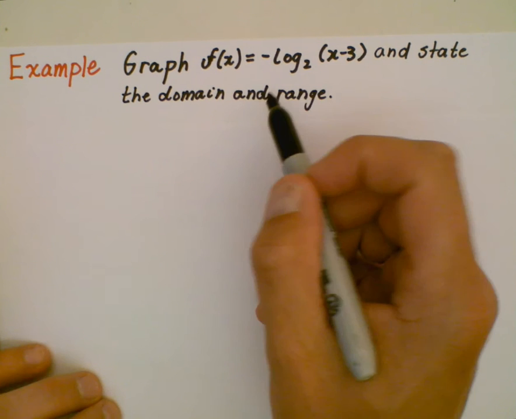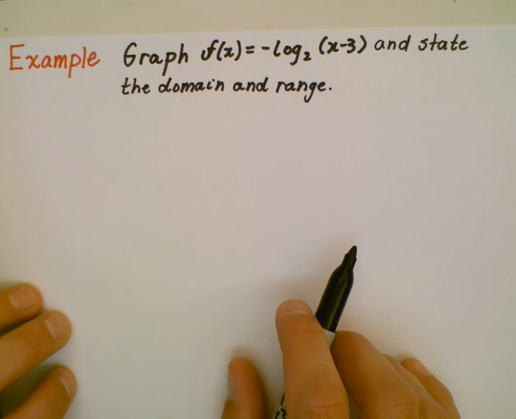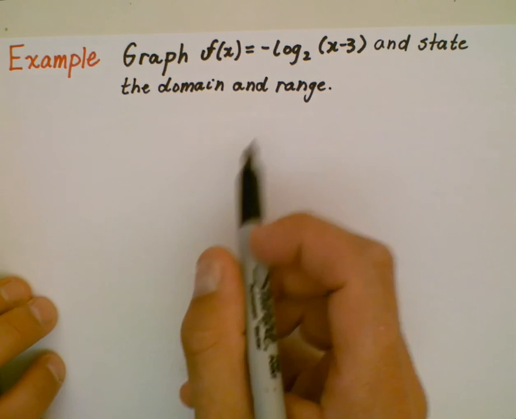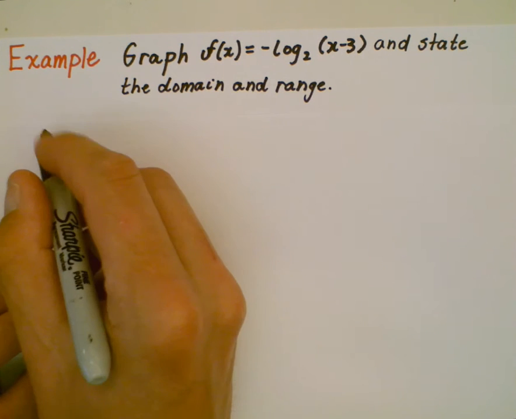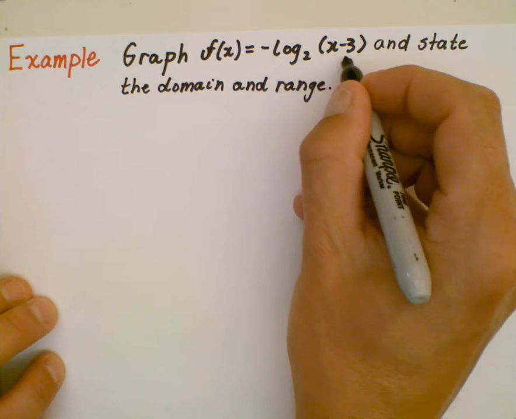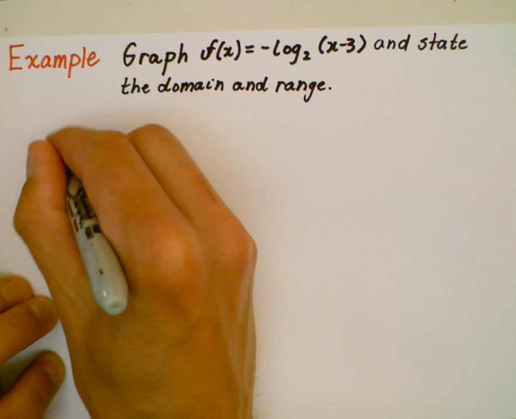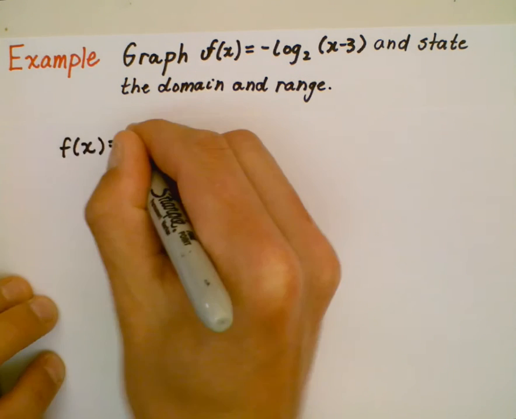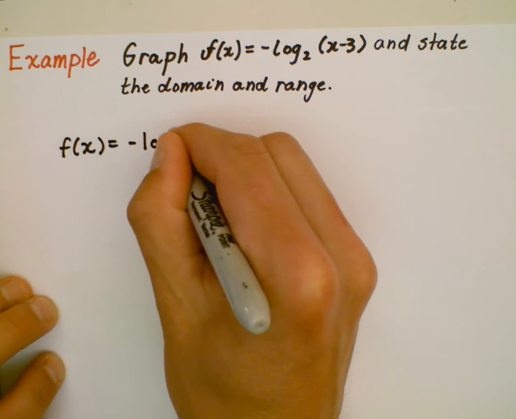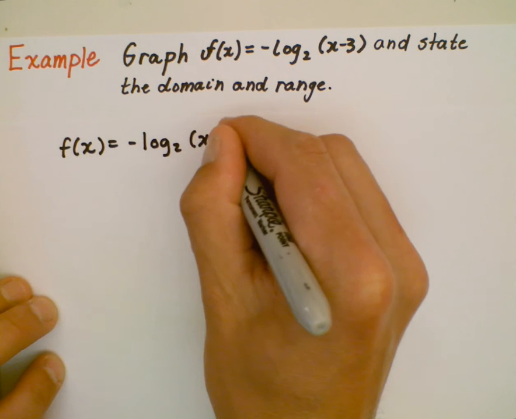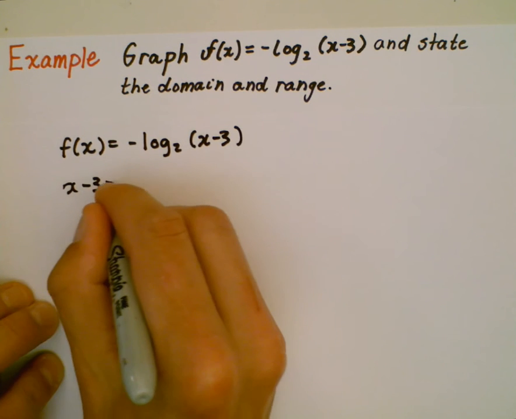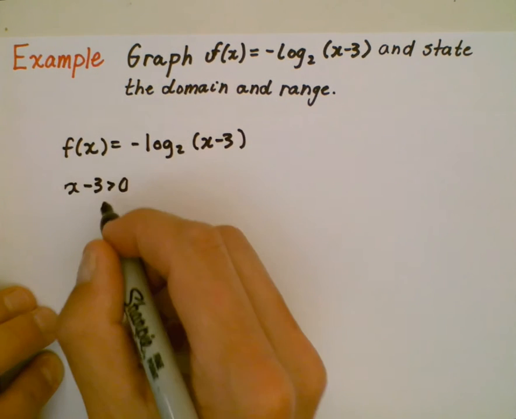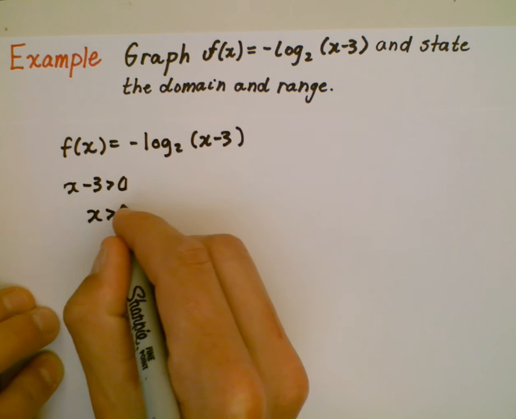So the first thing we're going to do is look for the domain. Okay, domain and range, easiest thing to state first. So logarithms have to be greater than 0. So what we're going to do is set the argument x minus 3. So let's go ahead and write our function again, and we're going to set that argument inside parentheses. We're going to set that greater than 0. So x minus 3 is going to be greater than 0. So that means x has to be greater than 3.